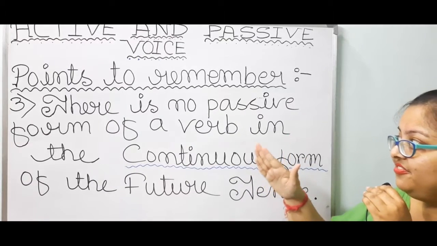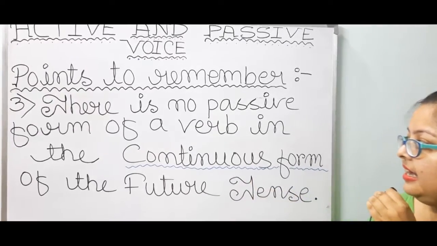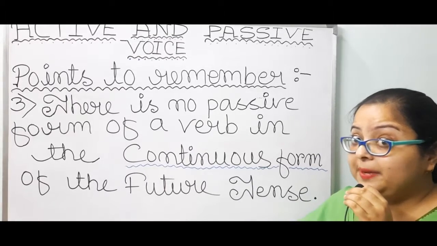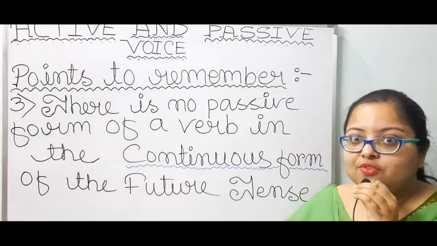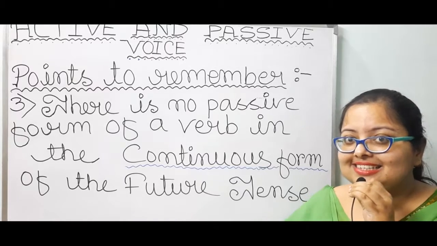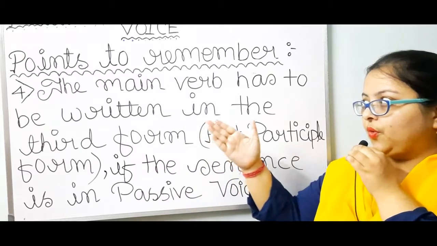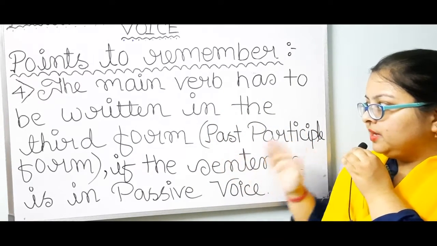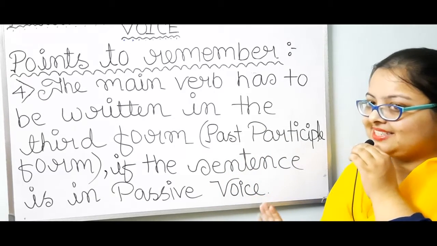There is no passive form of a verb if it is in the future continuous tense. So there will be no conversion of a sentence from active to passive voice if the tense is the future continuous tense. Number 4, the main verb has to be written in the third form, meaning the past participle form, if the sentence is in passive voice.